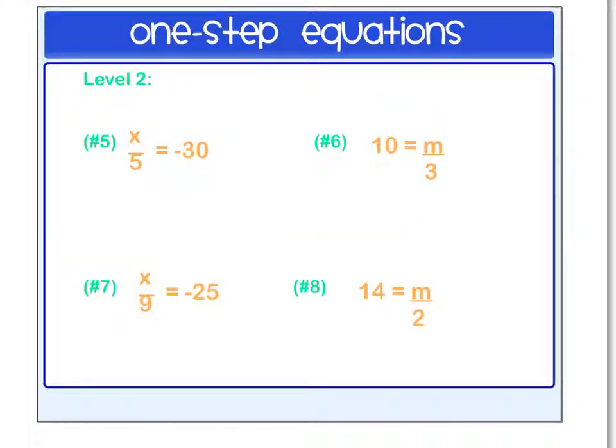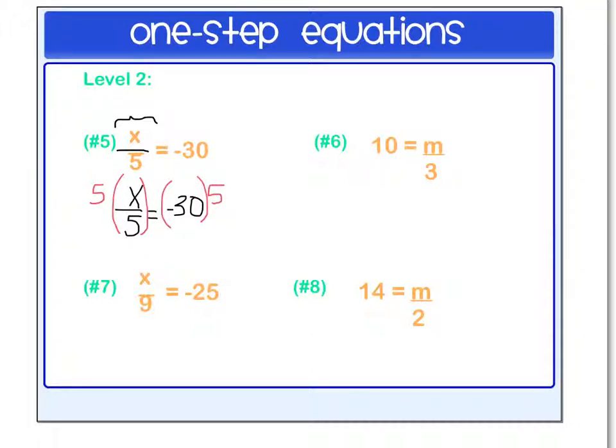So then we get to the second type of problem, which is where our x is connected to another number by division. So this is read as x divided by 5 equals negative 30. And in order to undo division, we want to use the opposite operation. The opposite of dividing by 5 would be to multiply both sides by 5. So I'm going to just rewrite this down here. X divided by 5 equals negative 30. I want to multiply both the left side by 5 and the right side by 5.